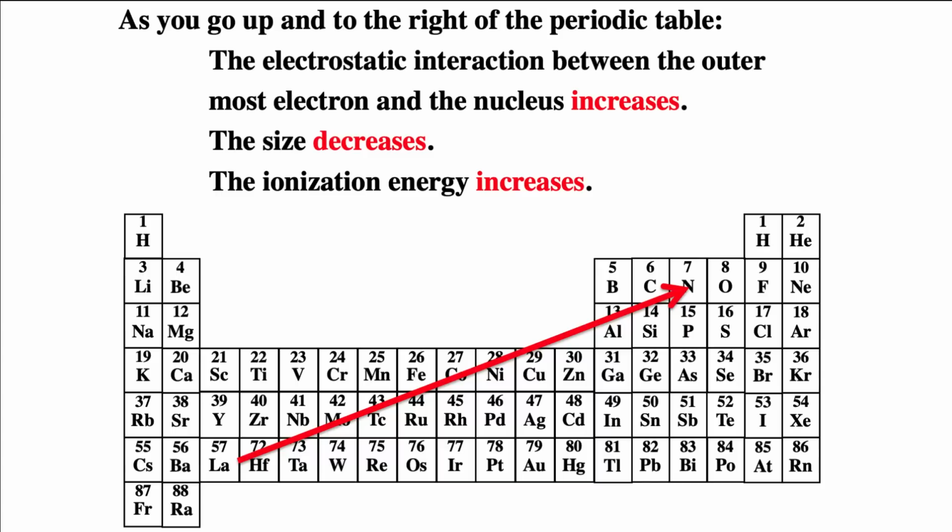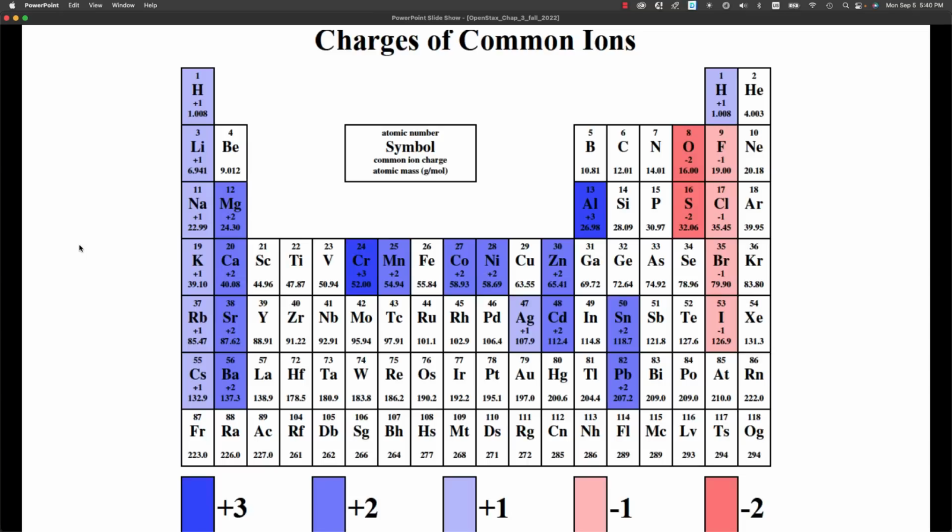And so as you go up and to the right, the electrostatic interaction between an electron and nucleus increases, size decreases, ionization energy increases. So we saw for the alkali metals, it doesn't take a lot of energy to remove that first electron, so they tend to form +1 ions. Hydrogen is not an alkali metal, even though it's listed right above them. It's also listed above the halogens. Hydrogen is not a member of any group.